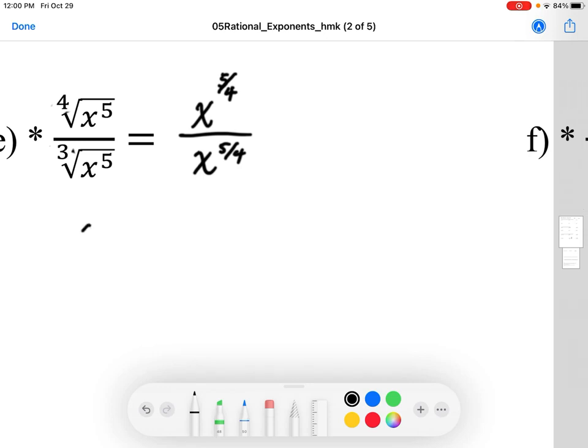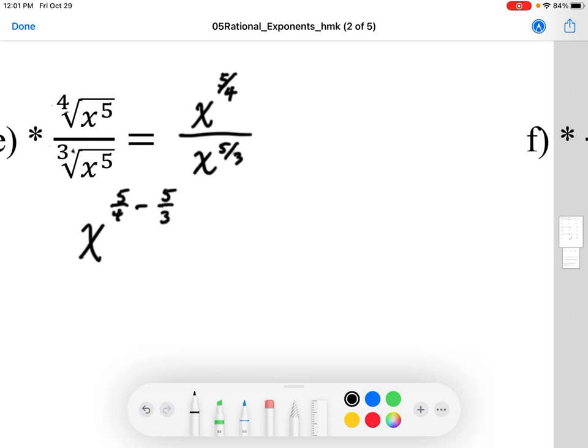So we have division, so we're going to subtract those powers. So we're going to have 5 over 4 minus, this is going to be 5 over 3 in the denominator, isn't it? So that's going to be a 3. So we're going to have 5 over 4 minus 5 over 3.